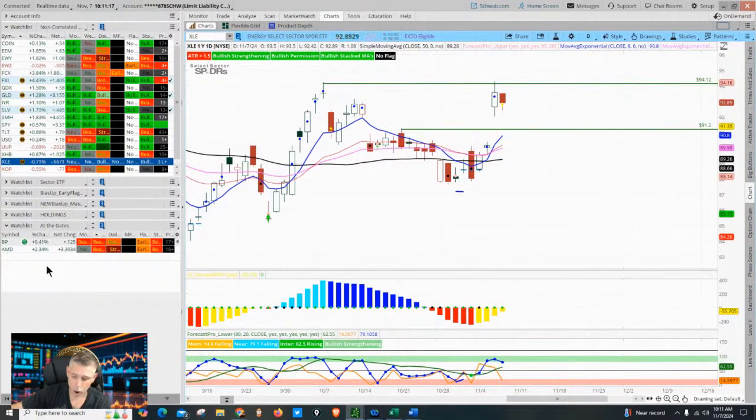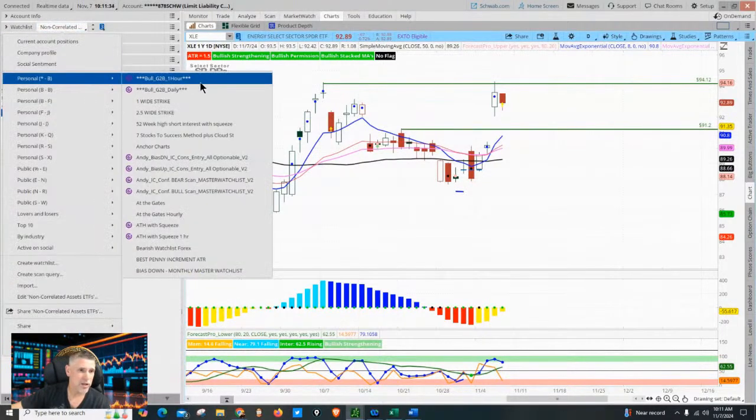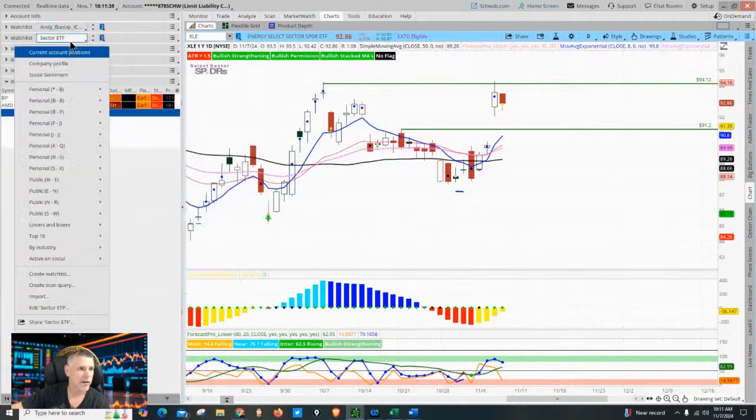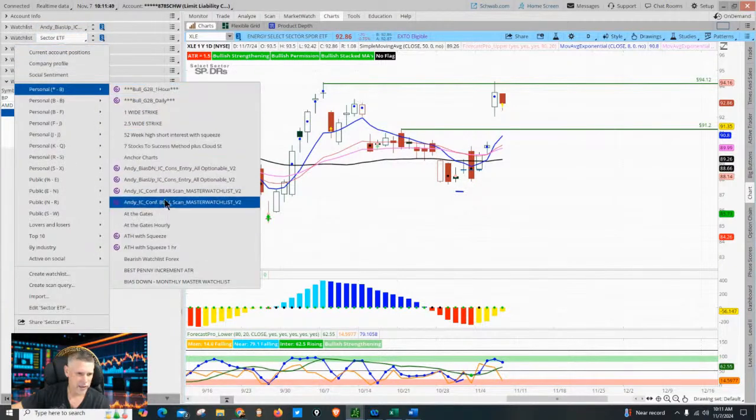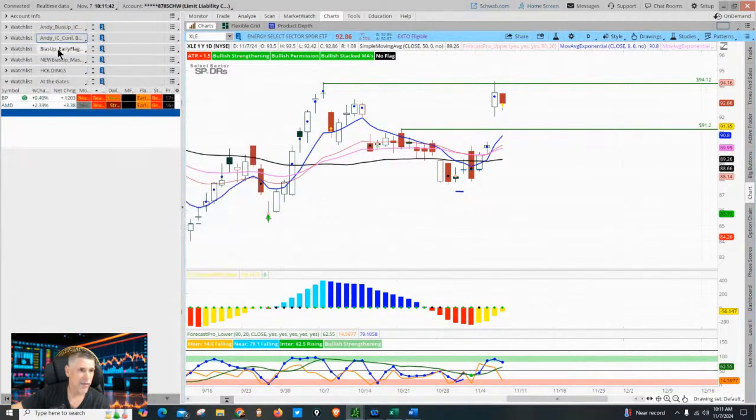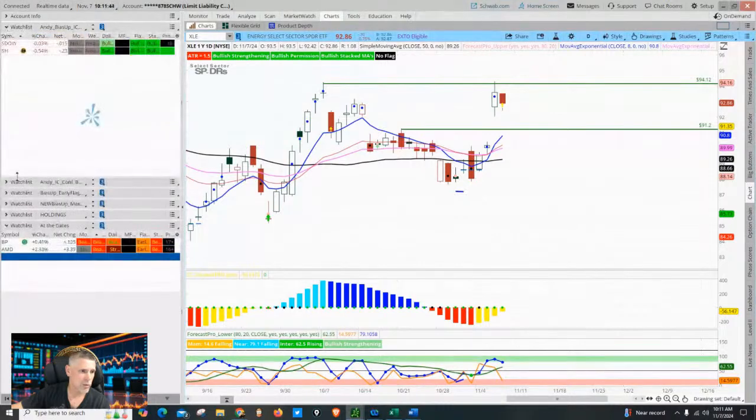All right, so that's that watch list. This is where you would take what you wrote down and put them in your at the gates. Me, I'm looking for flags, bull flags and bear flags. So I'm not going to put anything in the at the gates because there is none. Now let's pull out our scans. Here's a scan, courtesy of Andy. Here's a scan, and then that. So let's go look at these three watch lists.